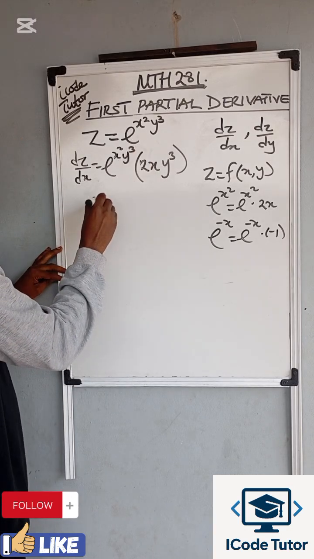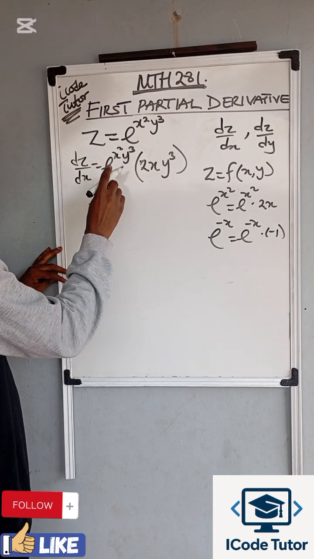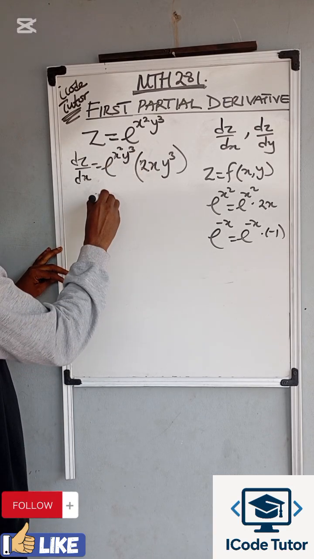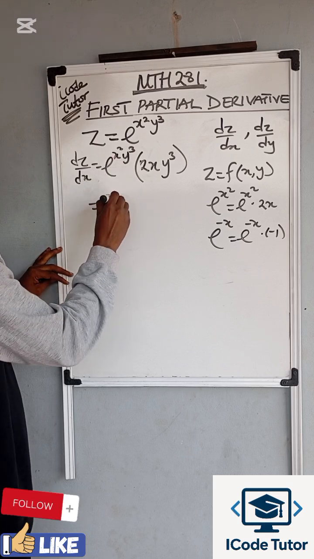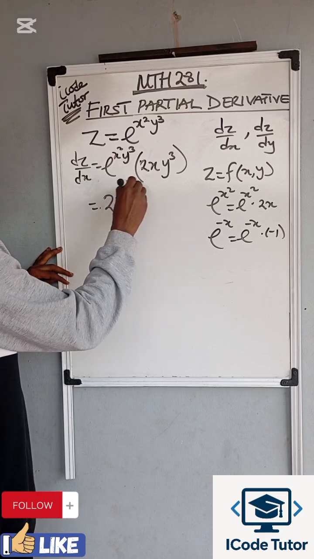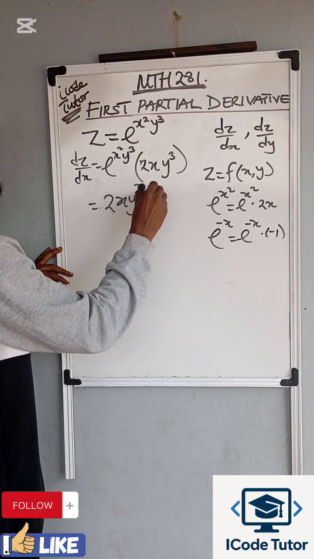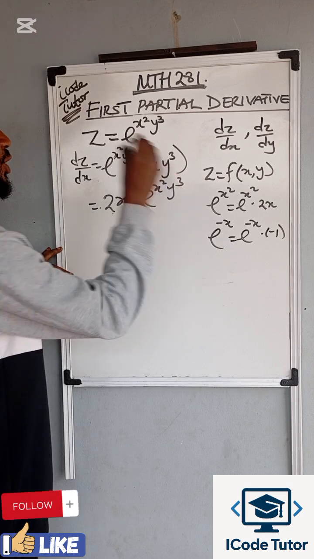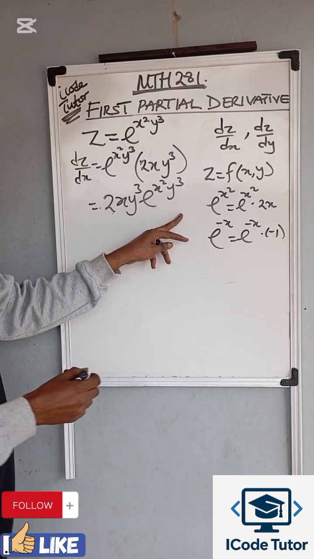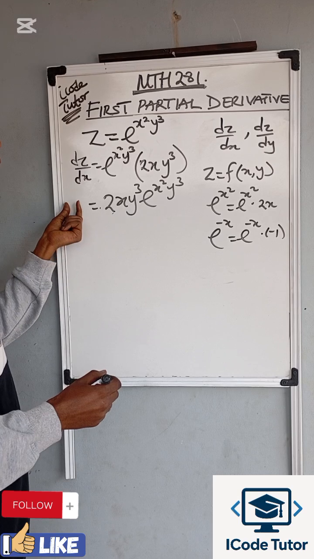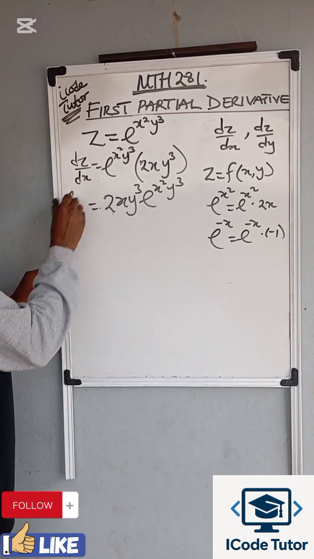Now our answer here will be 2x y cubed e raised to power x squared y cubed. That's the answer for this. That's the partial derivative with respect to x.